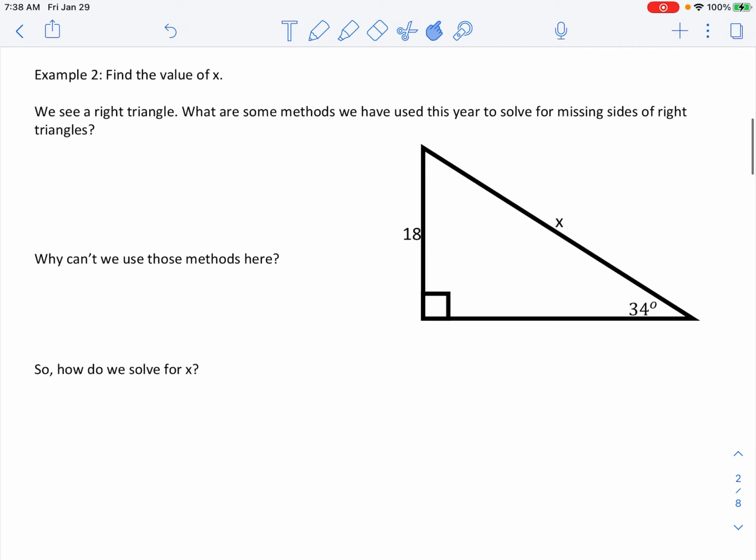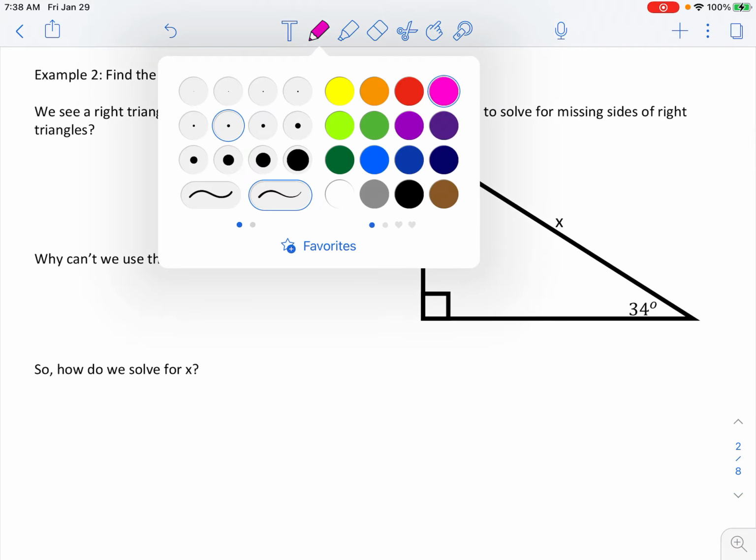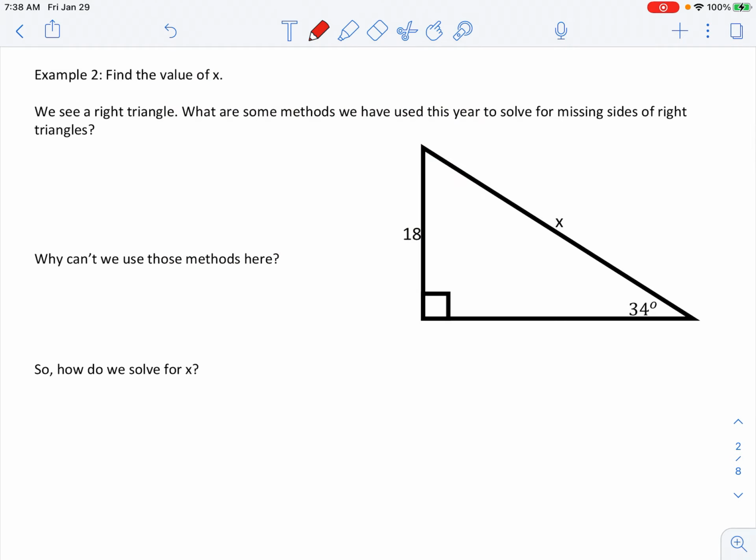So here's the deal. Earlier in the year, we solved a right triangle. When we were missing a side on a right triangle, we used what we called the Pythagorean theorem, a squared plus b squared equals c squared. That's when we had a right triangle, a triangle with a 90-degree angle and no other angles inside it, and we were missing one side.